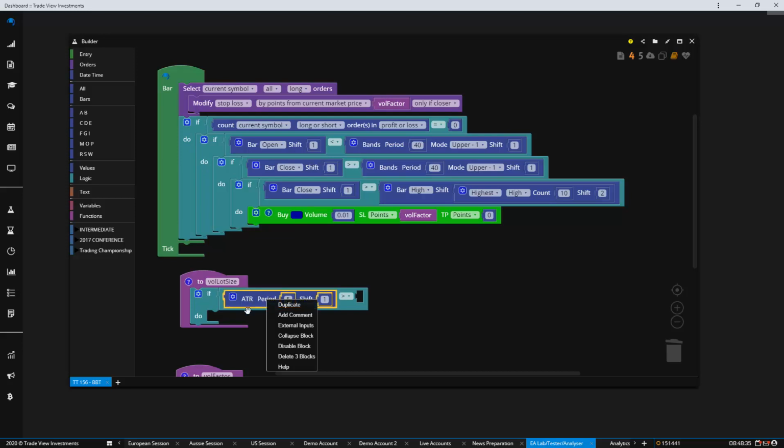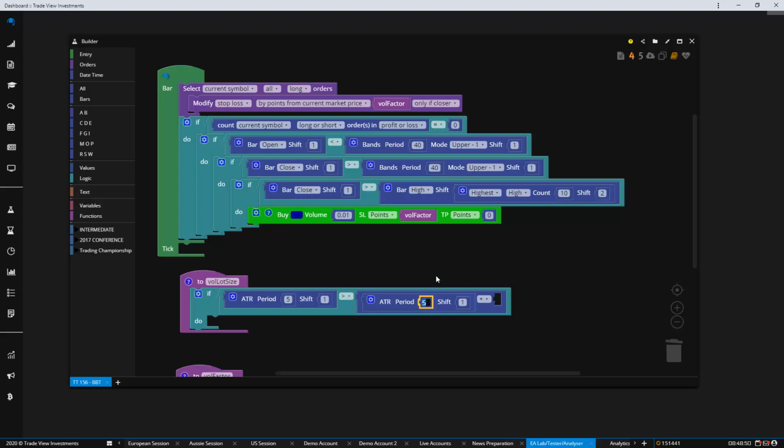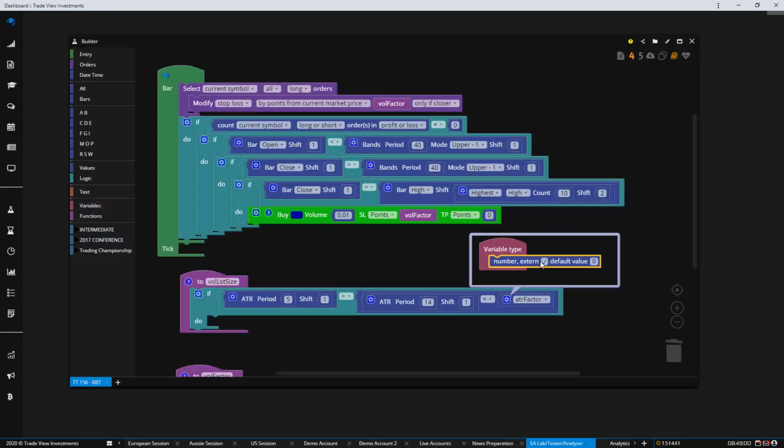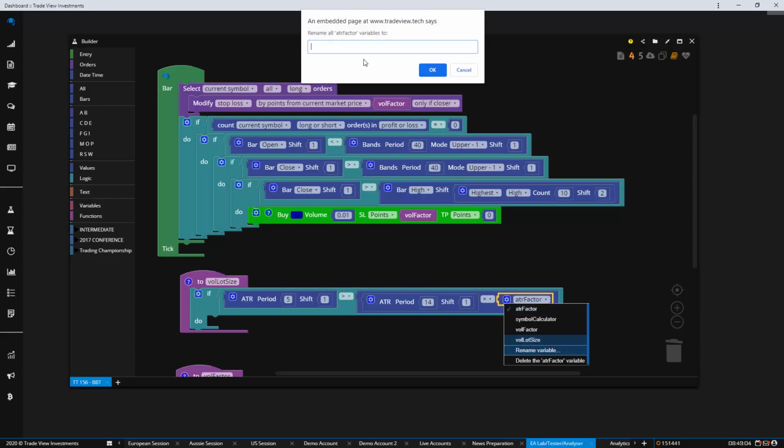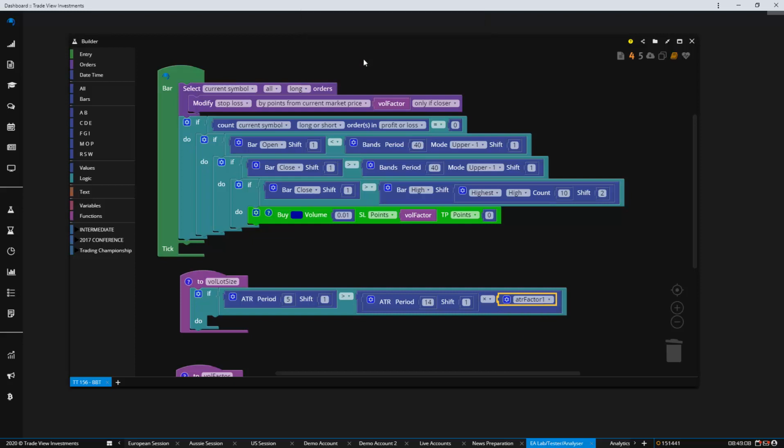So if ATR period 1 is greater than an ATR times ATR factor, we can do this with values. So ATR period 14 this time, times by, and then we're going to go in here and do ATR factor, and let's call this ATR factor 1. So then we'll rename that to ATR factor 1, and then we know what that is.